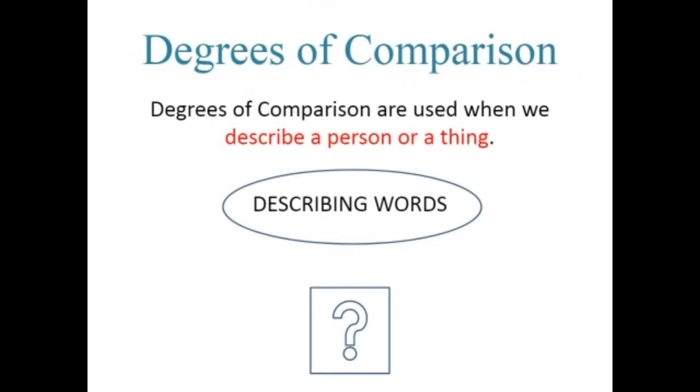Now, degrees of comparison, as you can see on the first slide, are used when we describe a person or a thing. As you must have done in earlier classes, when we are describing a person or a thing, it refers to the describing words. Now, which ones are the describing words? Yes, you have guessed it right. They are adjectives. But what happens when we make a comparison with regard to adjectives? Let's move on to the next slide.